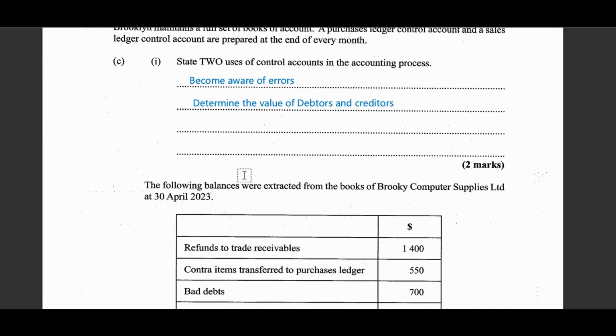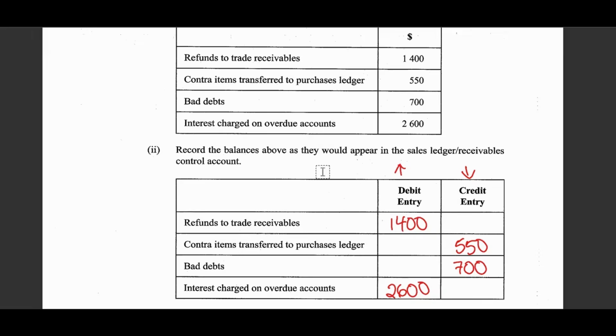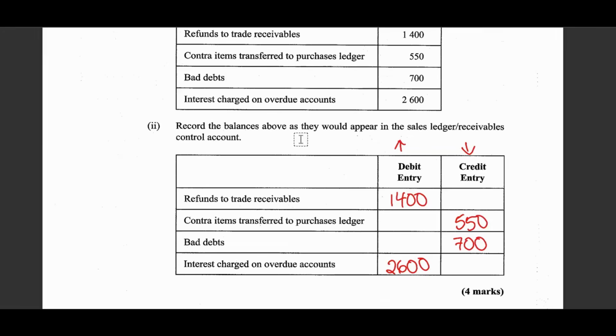Following balances were extracted from the books of Brookie Computer Supplies Limited. Record the following balances as they would appear in the sales ledger receivables control account. Refunds to trade receivables will normally be a debit entry. So there we go. Contra items will normally be a credit entry, 550. Bad debts, normally a credit entry as well, and interest charged on the account, a debit entry. So we have all your answers right here, guys. There we go, check them out.